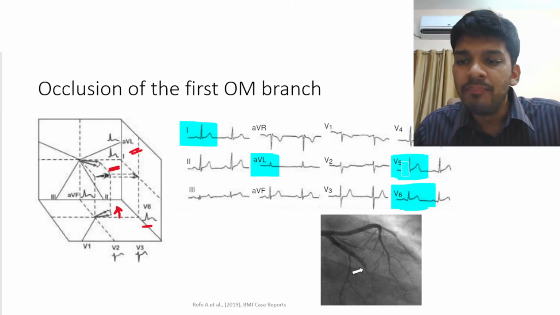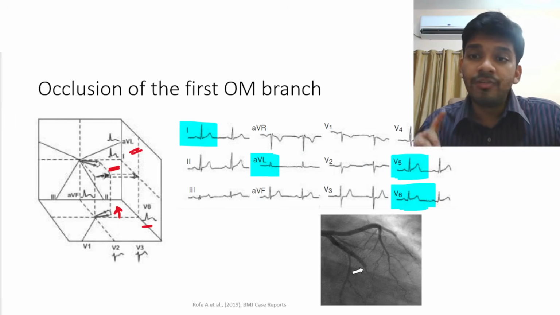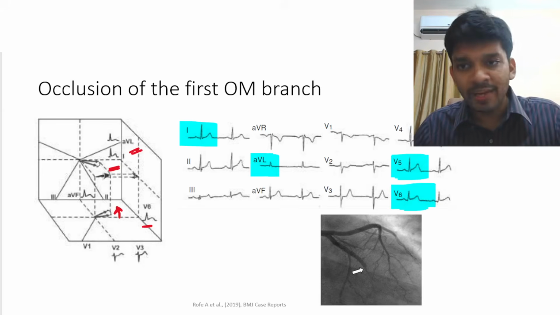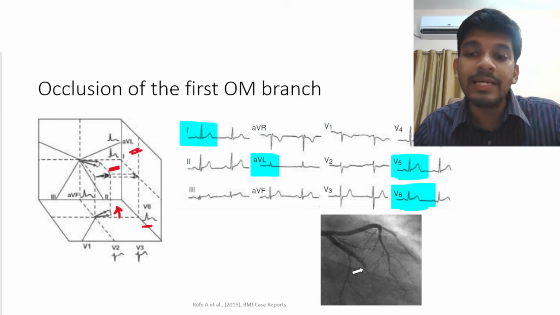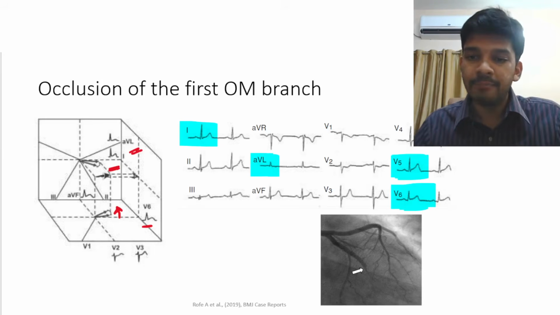So V5, V6, you should be very alert. If you get elevations in V5, V6, there can be an occlusion of the first obtuse marginal, and that might be a silent MI on ECG. Patient will have chest pain. Patient will have all those findings. It's not a silent MI in terms of clinical presentation. It's an electrographically silent MI.